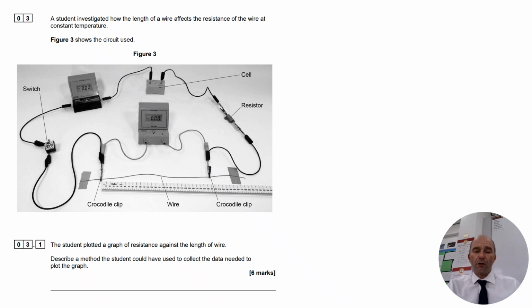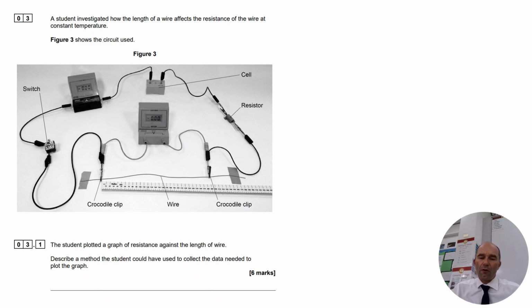Right, moving on to one of our required practicals, and I'd like to think this is one of the more straightforward required practicals because you certainly do it lower down the school. So here we've got a student that investigated how the length of a wire affects the resistance of the wire at constant temperature, and it's showing you a clear set up of the equipment that you're using to carry out this particular investigation. So the student plotted a graph of resistance against the length of the wire. Describe a method the student could have used to collect data to plot the graph.